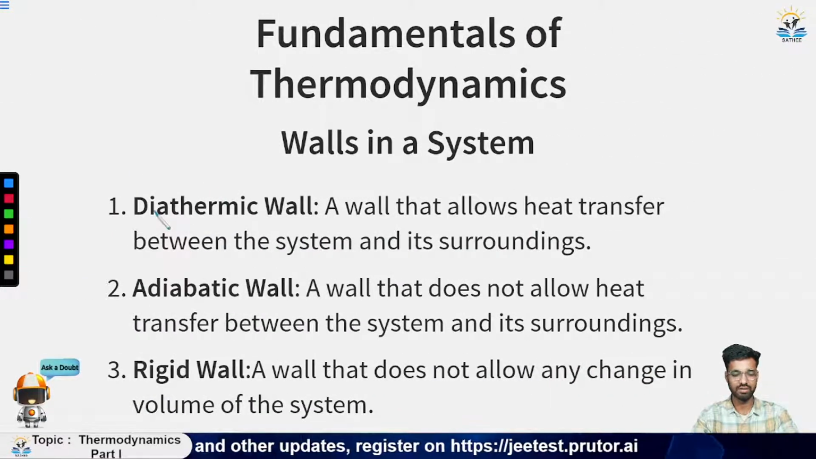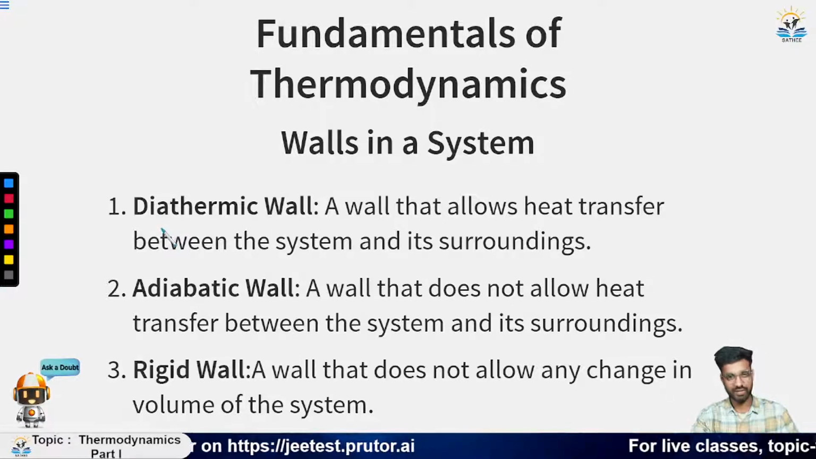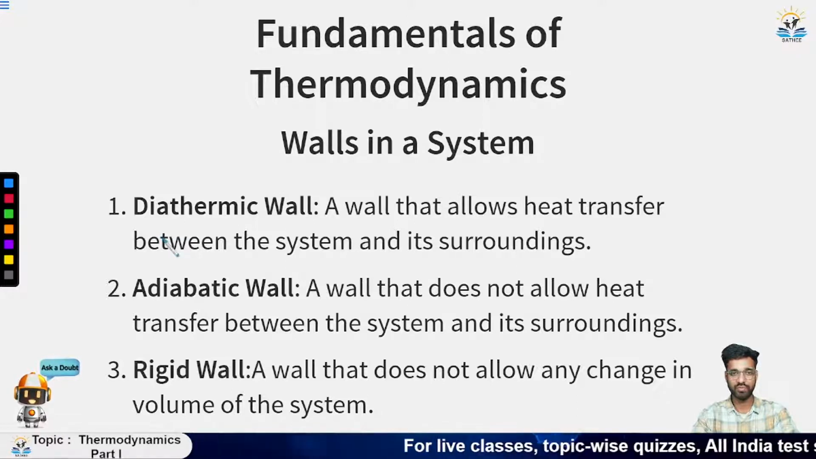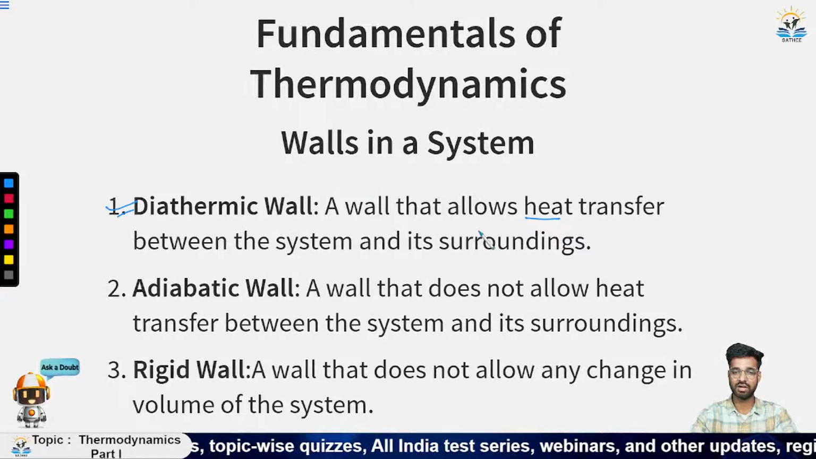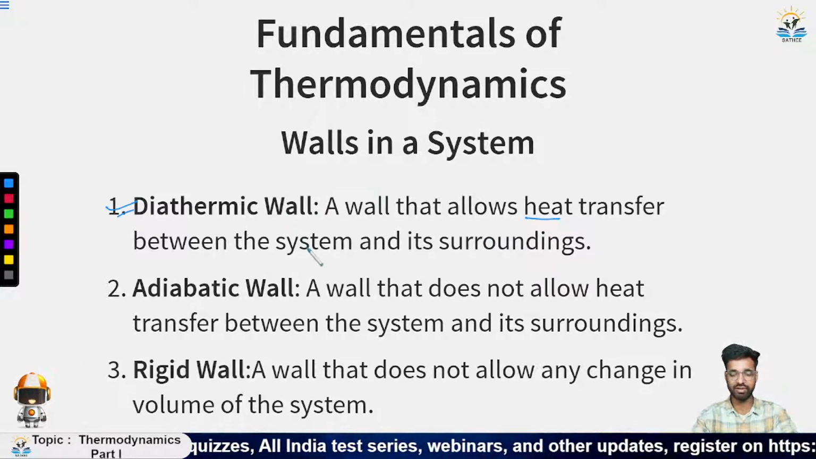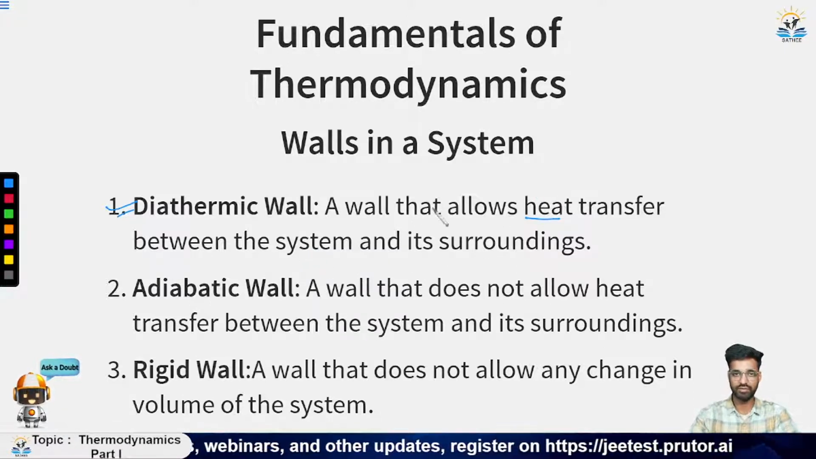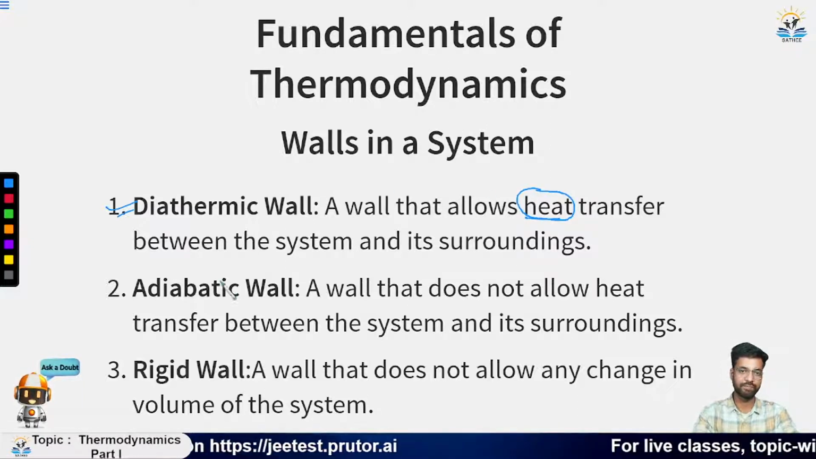Then we have the wall. I have denoted the wall with the green line that separates. It is an imaginary boundary between the system and the surrounding. So wall can be of many types. The first one is a diathermic wall. It allows the heat transfer between the system and the surrounding. You will later see the definitions of heat and work, but you know what heat is from the 9th and 10th also. It is a form of energy, you can say.